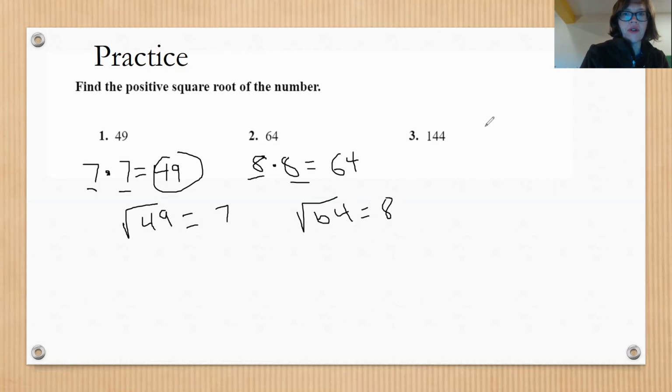There's another one for you to try. Find the positive square root of 144. Again, you may pause the recording so you can practice, okay? You go ahead and do that, and then I'm going to go over it. I'll give you a minute to try.